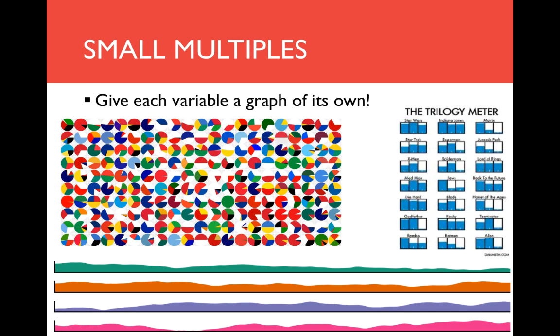We also can use a bunch of different graphs to represent data. So these are three different examples of how each variable gets its own graph. Let's just talk about this one with the pie charts at the top. This is a graph of national flags. The colors represent the colors of the national flag, and the percentages are how much those colors take up in the flag.